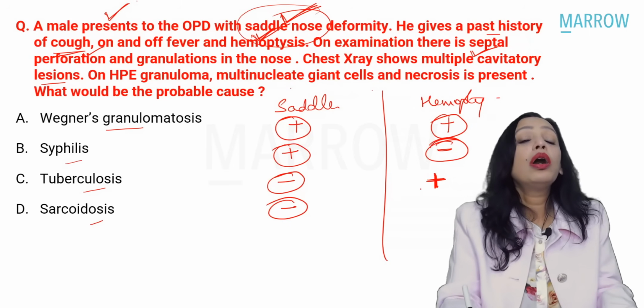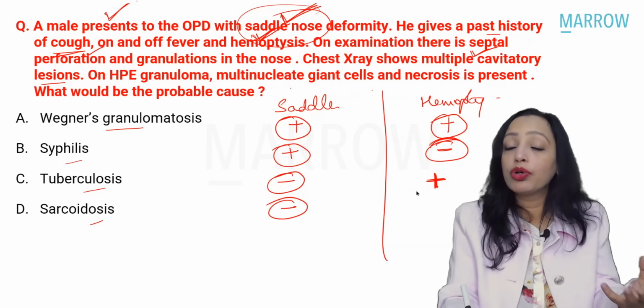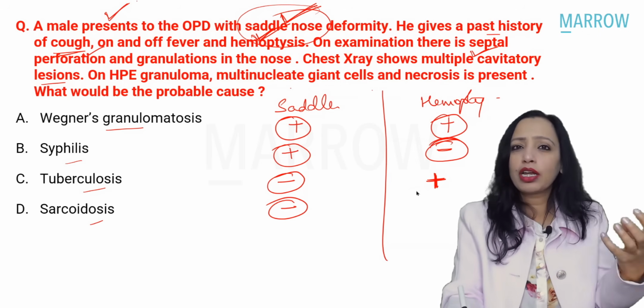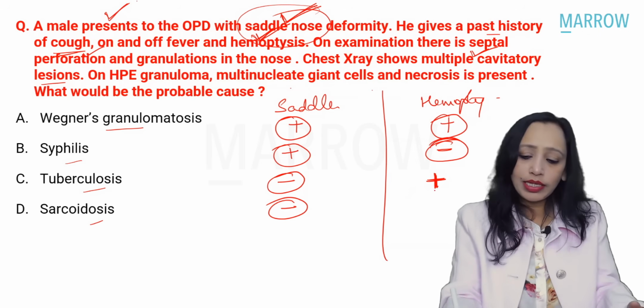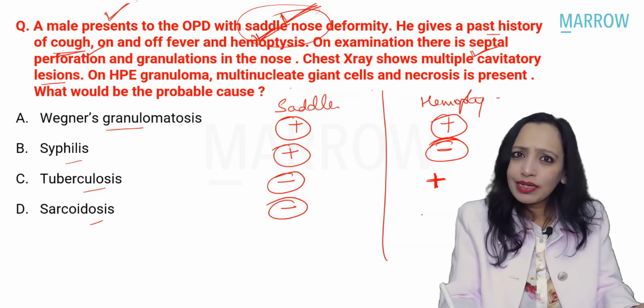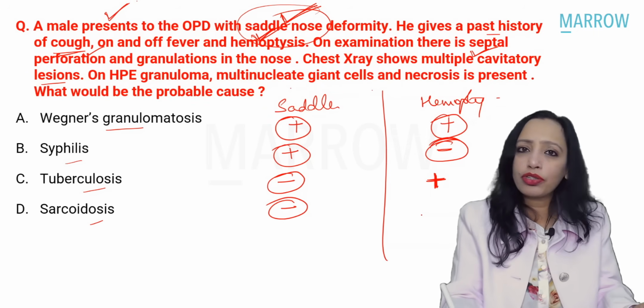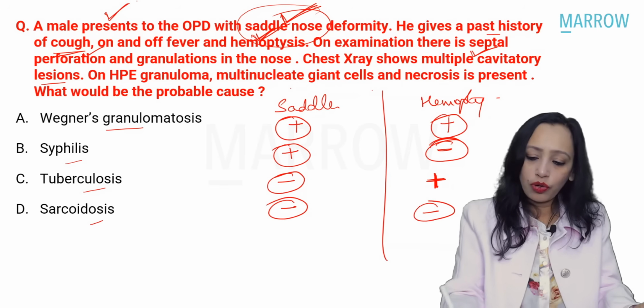It can lead to certain involvement of the nose. It can lead to lupus pernio, a strawberry appearance of the external nose. It can lead to crusting, yes, but not saddling of the nose. And hemoptysis, can it lead to hemoptysis? Sarcoidosis, no, there are no cavitatory lesions. Hemoptysis is not present in sarcoidosis, so no.